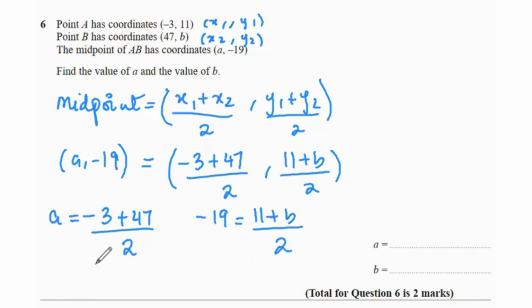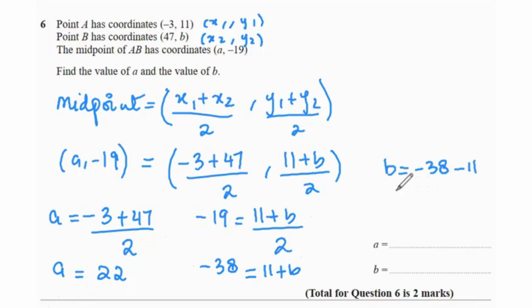So a is going to be 22 because negative 3 plus 47 is 44 and 44 divided by 2 is 22. And for b, we do negative 19 times 2, which is negative 38, equals 11 plus b. So b is going to be negative 38 minus 11, which gives us negative 49. So b is negative 49 and a is 22. That is your value for a and b.